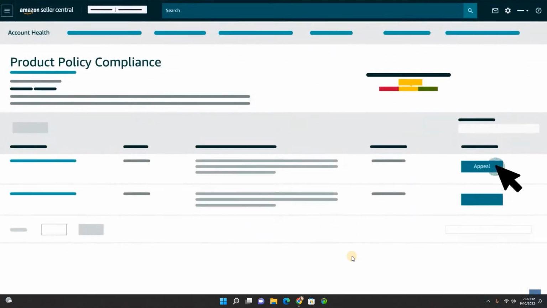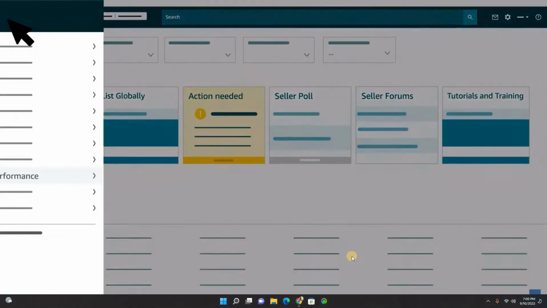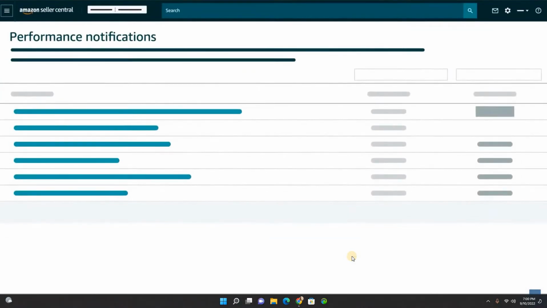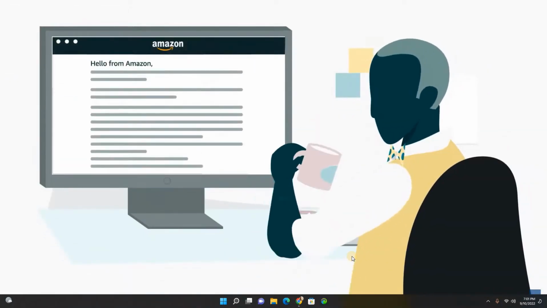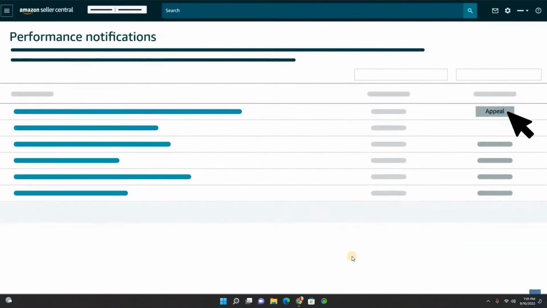Click Appeal next to the initial policy violation. This will take you to the Reinstate Your Listing page. You can also get to the Reinstate Your Listing page by going to the Performance tab and choosing Performance Notifications, where you will find a list of all of your notifications. Click on the Performance Notification. Ensure that you read all of the information in the notification carefully. Click Appeal next to the Performance Notification.